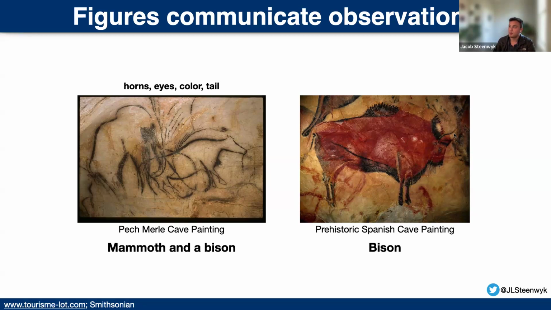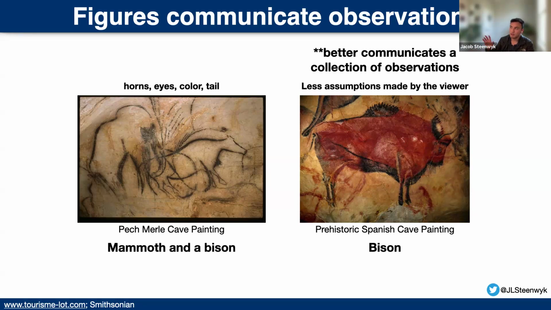Let's include details where it's important, such as the horns of the bison, each individual appendage easily being able to be seen, the color, which is an important feature. Let's provide important details in our figures. Right, so fewer assumptions are made by the viewer in the right one.